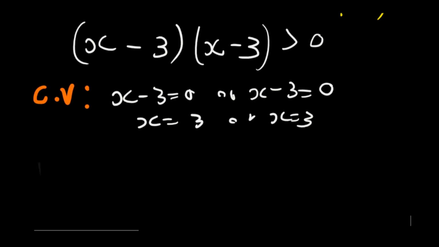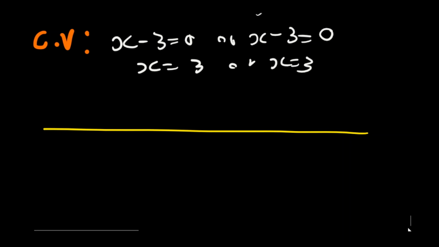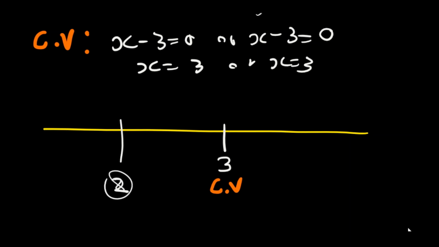So from here, you're going to present your critical values in a number line, right? Which in this case, we only have 1 because it's just common. X equals 3. So we're going to put 3. So this is your critical value, right? And then you're going to test values that are less than 3, which can be 2, or it can be 1. So this is 2, by the way. Or you can test values that are greater than 3, which is 4.